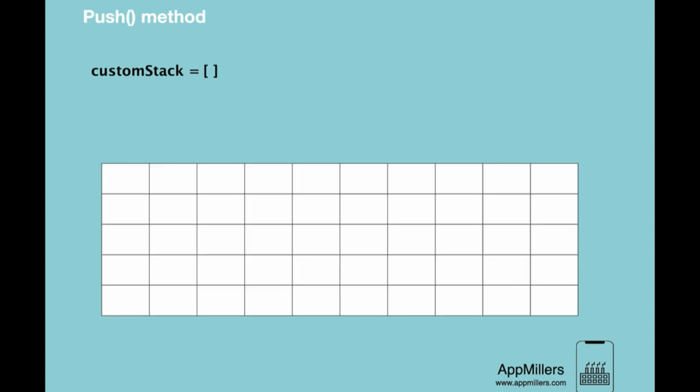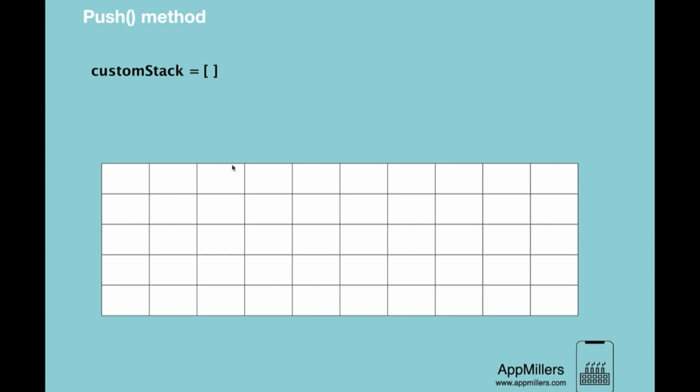The next operation is the push method. So right now we have an empty stack. So the first operation we'll perform on this stack is to push elements. So in the world of stack, when we say the word push, we basically mean to insert. But when we say the word pop, we basically mean to remove an element from a stack. So let's see how the push operation works in the stack.